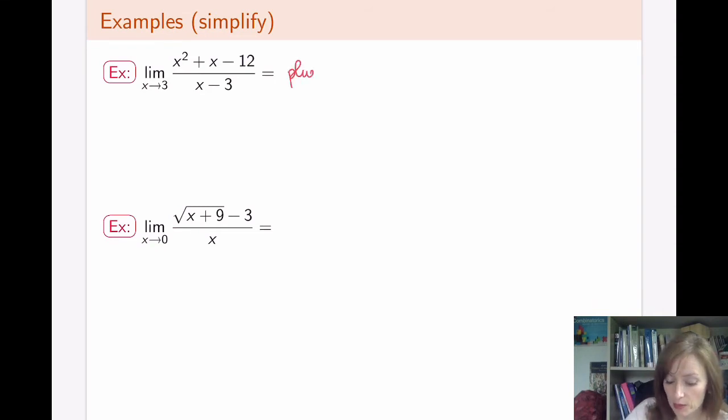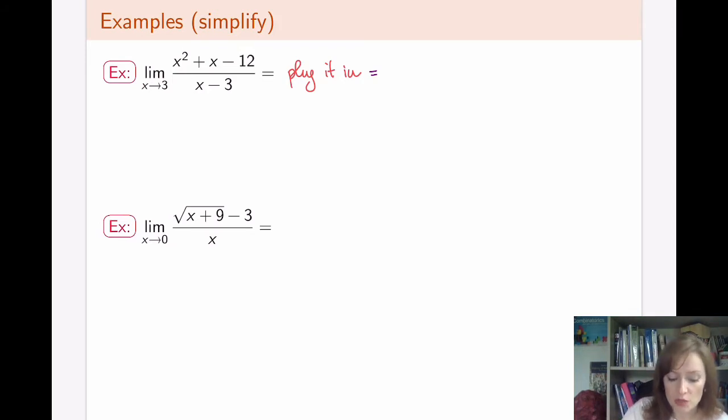Let me write this down. Plug it in. So we're going to take the value that we're given, x approaches 3. So I know that once again, when the limit is computed at x approaching 3, it's not actually at 3, it's just around 3.